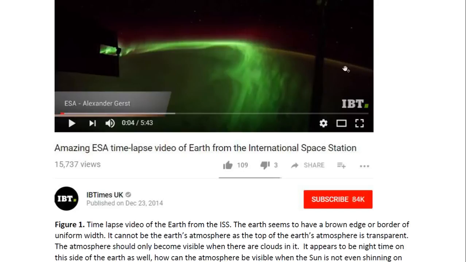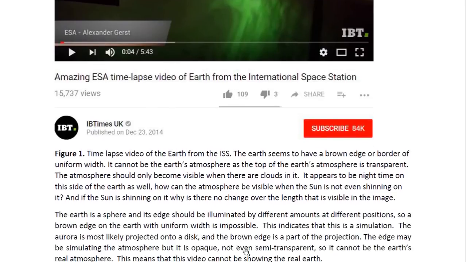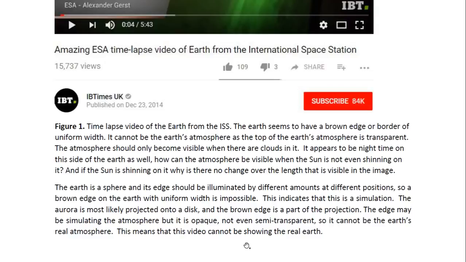The atmosphere is of course transparent, and we're not actually supposed to see it at all unless there are clouds there, and this appears to have been made at night, so the sun wouldn't be shining on the atmosphere at all, so it shouldn't be visible, and the Earth shouldn't have therefore this brown edge on it. But there's a brown edge on there of uniform width. So the Earth is a sphere, as I said, and its edge should be illuminated by different amounts at different positions. So a brown edge on the Earth with uniform width is impossible.